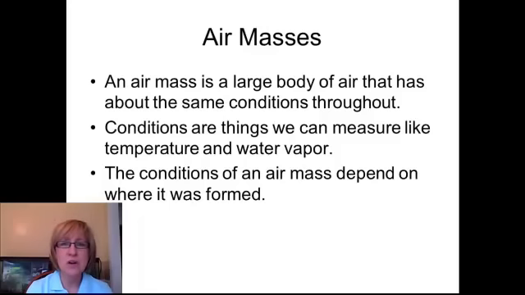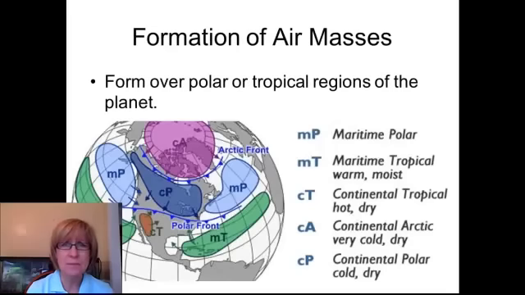An air mass is a large body of air that has about the same conditions throughout. Conditions are things like temperature, water vapor, things we can measure. The conditions of an air mass depend on where it was formed. So what does that mean? Air masses can form over land or over water, and they can also form near the equator where it's warm or further north where it's cool. These four things change the conditions inside an air mass.